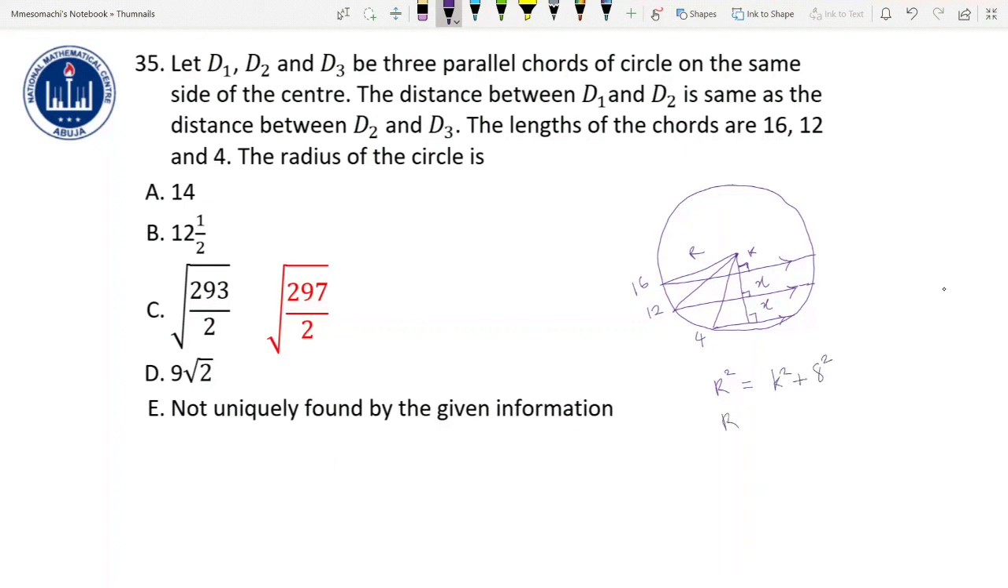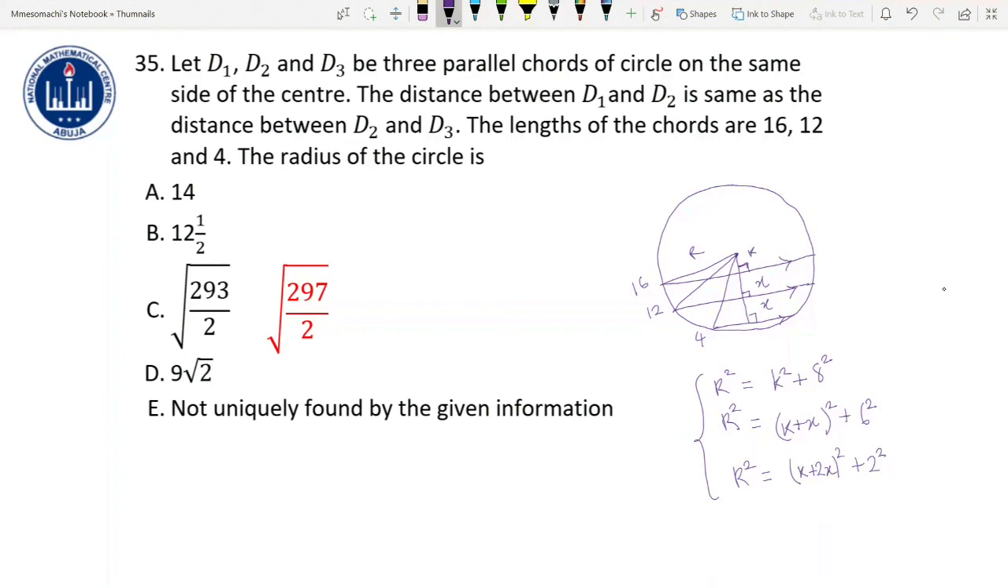And from the second one, the chord of length 12, we have R squared equals (K plus X) squared plus 6 squared. And from the third one, we have R squared equals (K plus 2X) squared plus 2 squared. Okay, and we have to solve this system of equations. So let's dive straight into this question.